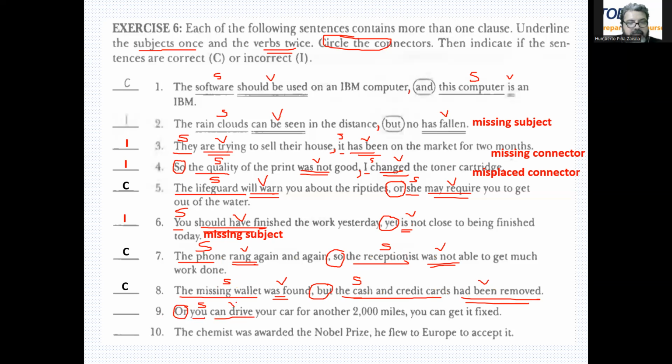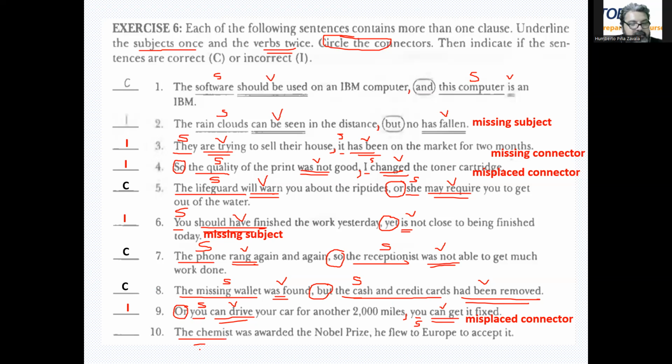Or you can drive your car for another 2,000 miles, comma. You, subject, can get it fixed, verb. So notice that we have the subject, the verb, the comma, but the connector is in the wrong position. So it's incorrect because of this misplaced connector.